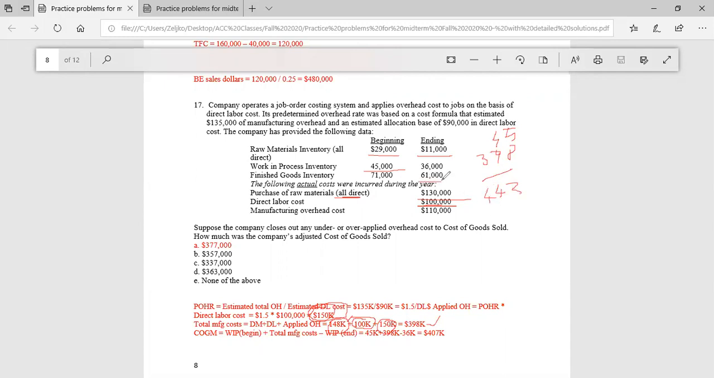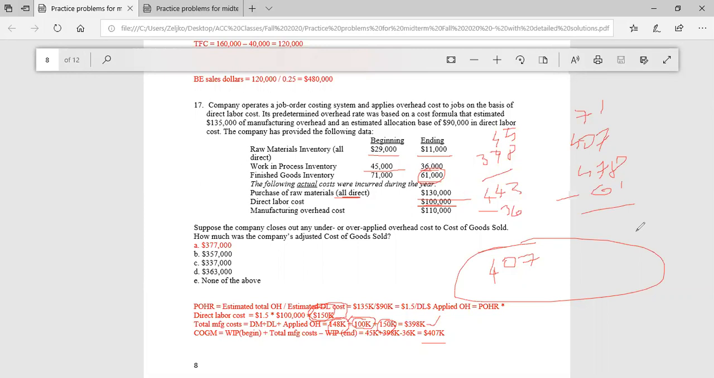But at the end we had 36 here, minus 36. So we have 407 in cost of goods manufactured. These are the units that are finished. We will send these units to finished goods. Finished goods beginning was 71. We will send 407 there. That's 478. And at the end, we had 61 here, minus 61.